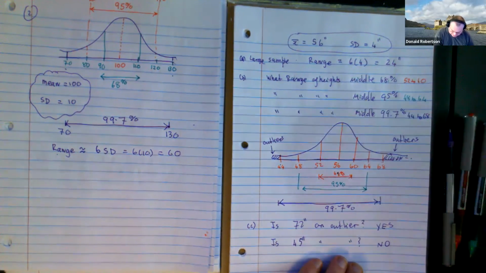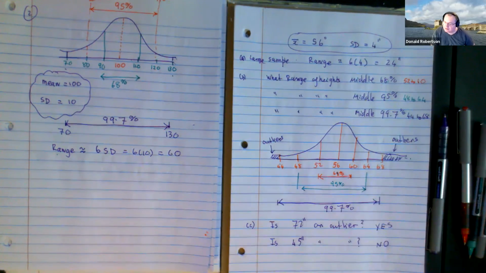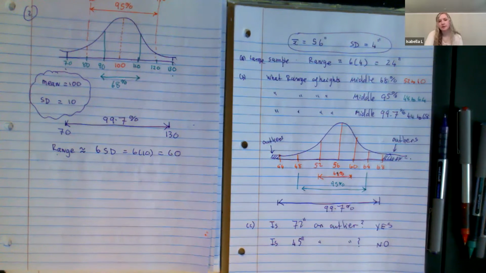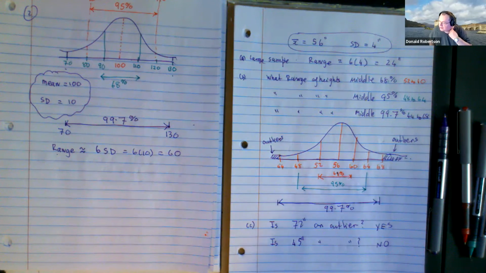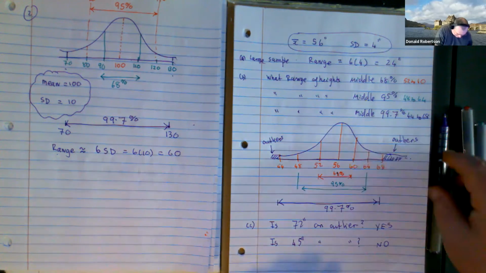Any questions about that? Are we good? I have a question really quick. Yes. Where does the 6 come from when we're talking about the range? It says 6 times the standard deviation. Why is it 6 and not 4 times or 10 times, that kind of thing? Yeah, okay, let's show you.